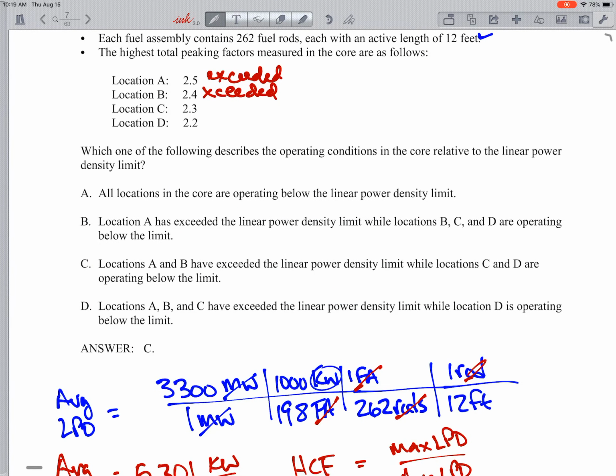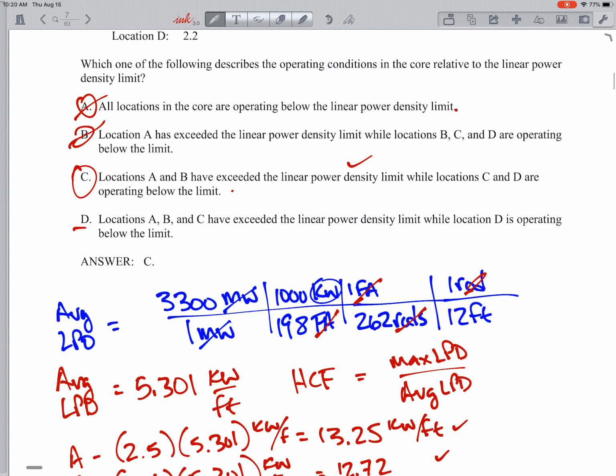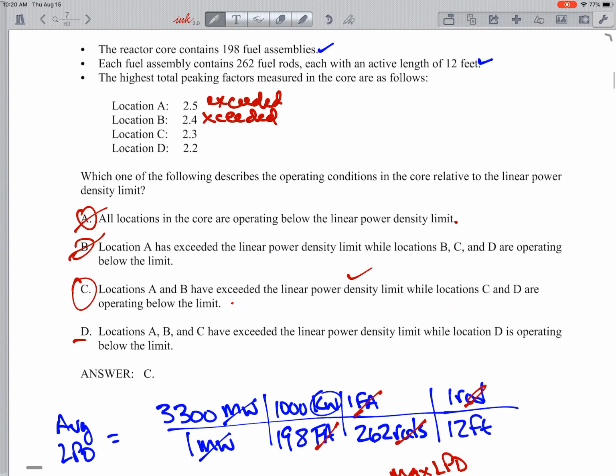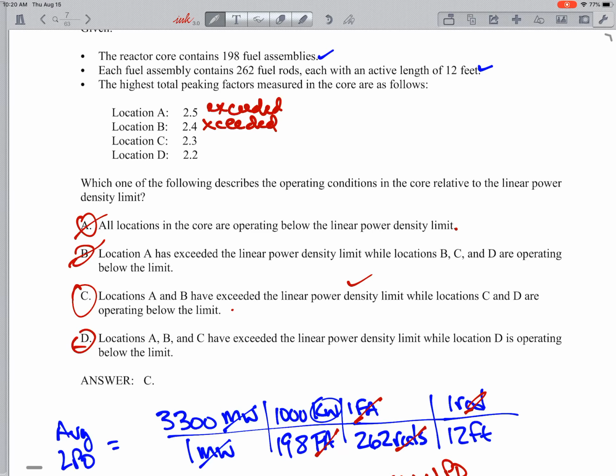All locations in core are operating below the linear power density limit, so that's not true. Location A has exceeded the linear power density limit, while locations B, C, and D are operating below the limit. That's not true. Locations A and B have exceeded the power limit, while locations C and D are operating below the limit. That's true, but we're going to read Delta anyway. Locations A, B, and C have exceeded the limit. All right, they're just relying on you to mess up your calculations if you do that. I think it's much easier just to get the hot channel factor and realize that it's different in each location, but there is a different way to do this problem.